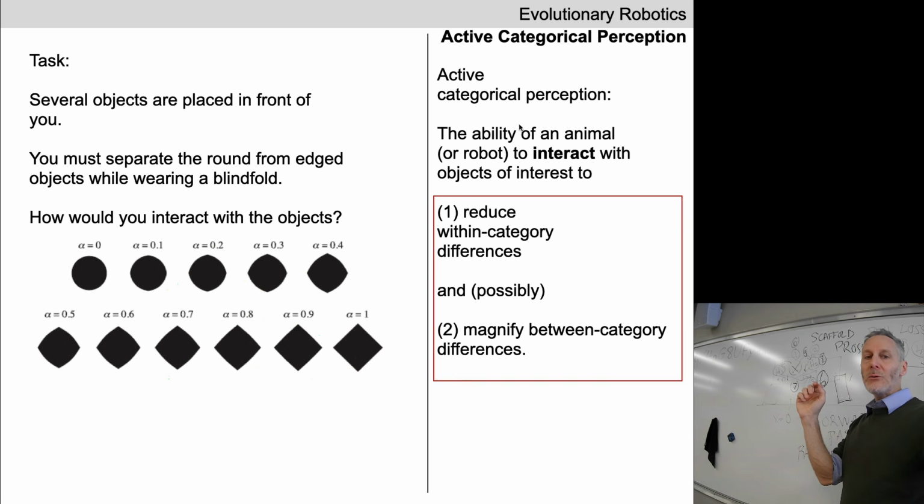So when we do ACP well, we're learning which way to interact with objects in the world to do two things: reduce unimportant within category differences and magnify important between category differences. A robot or a human or an animal that can't do this very well is going to get sick quite often. Yeah, very important.